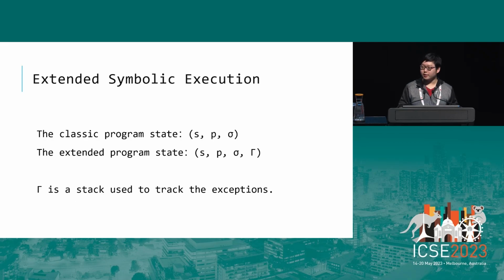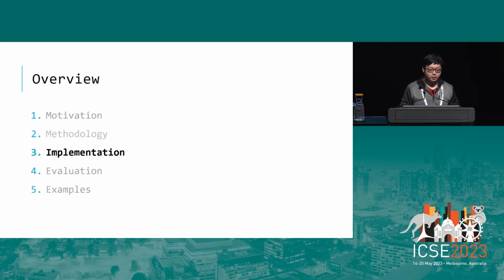We extend the classic symbolic execution mainly on the program state. We use a stack gamma to track the exceptions. I am not going to talk about the technical details here. Instead, I'd like to use 2 examples to show how we extend a CFG and how we track the exceptions. So now let's move on.